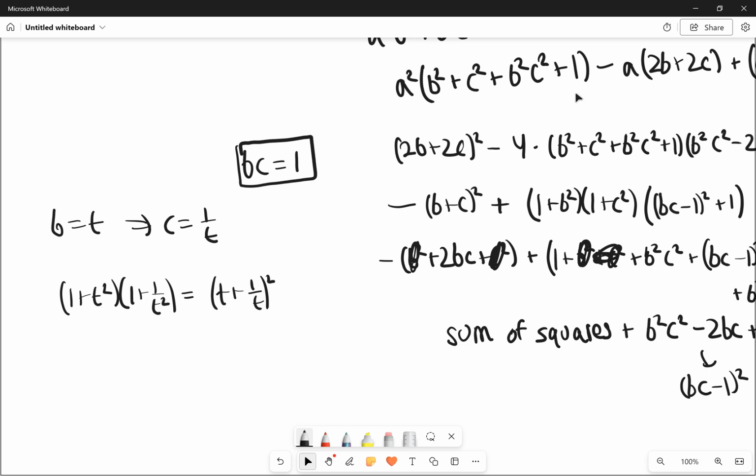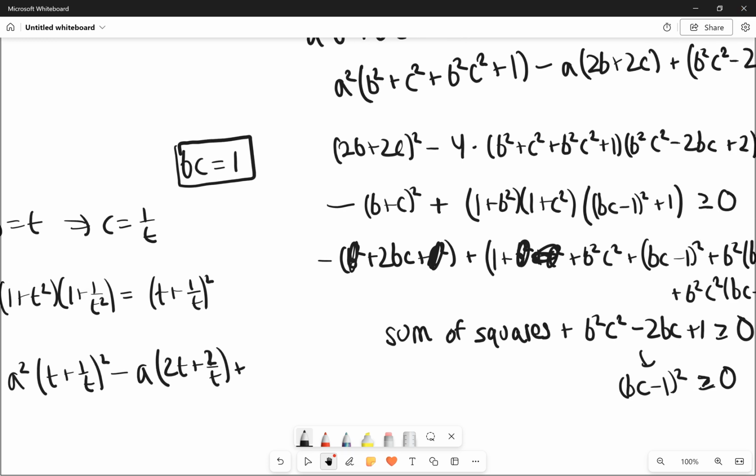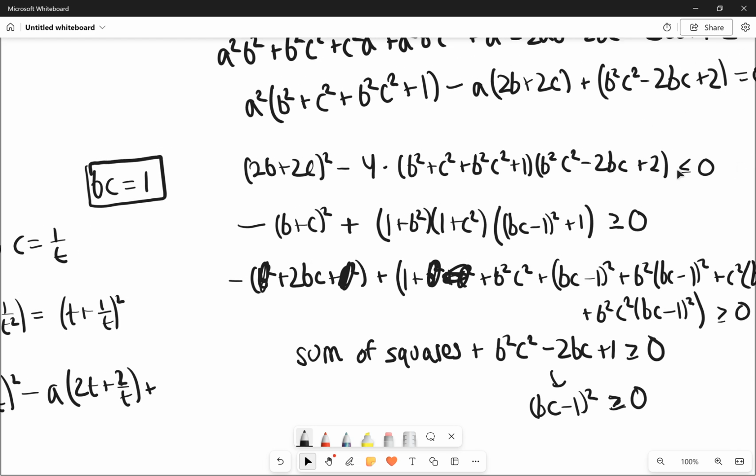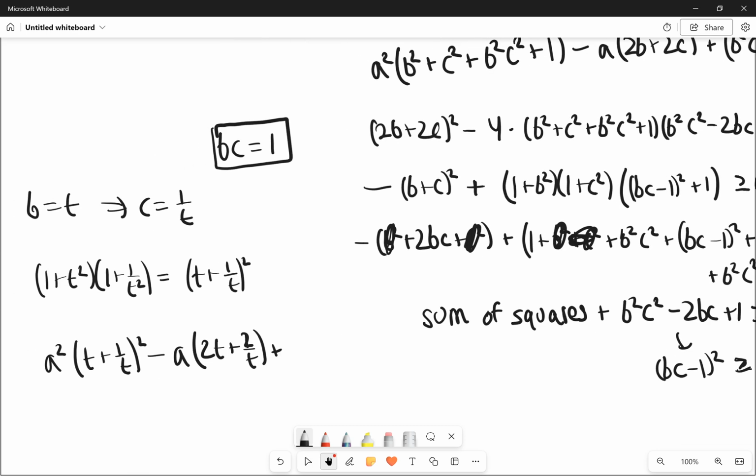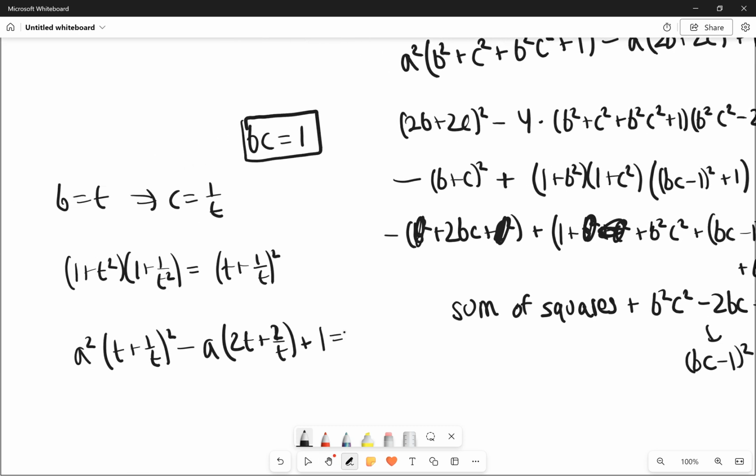And so we have a squared times (t plus 1 over t) squared minus a, then we have 2(t plus 1 over t), plus then over here we have (bc minus 1) all squared plus 1, which is just this thing over here. And we plug in bc is equal to 1 to get that this constant term is just 1. And this is equal to 0.